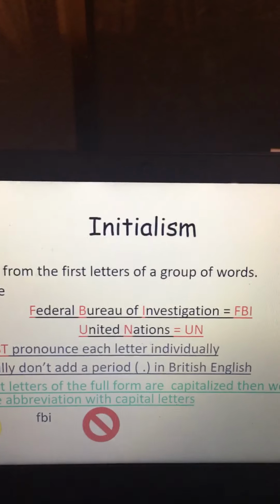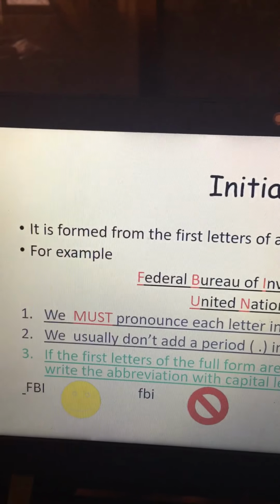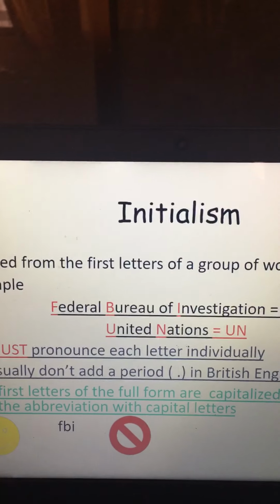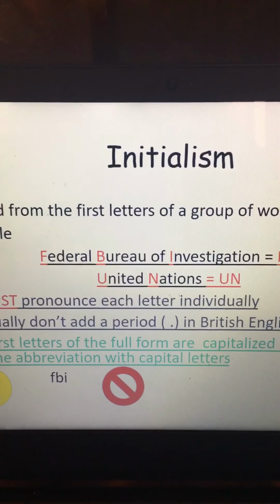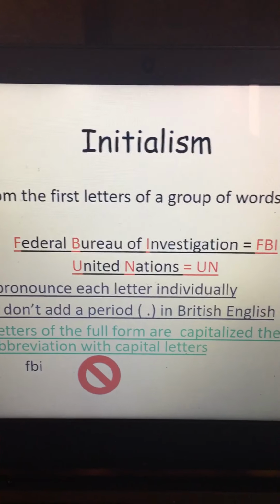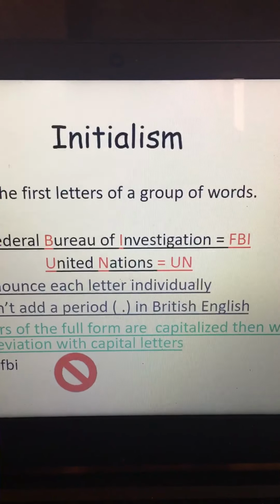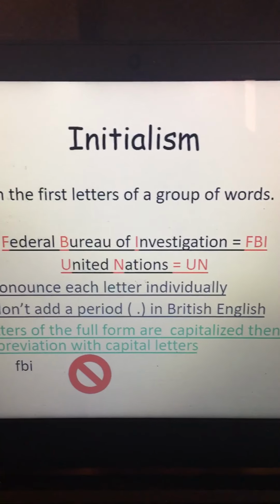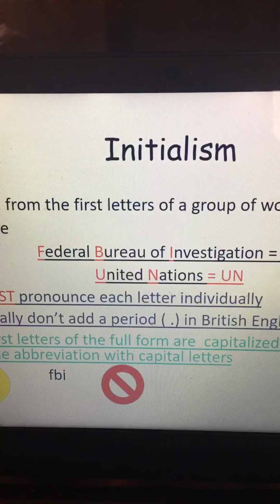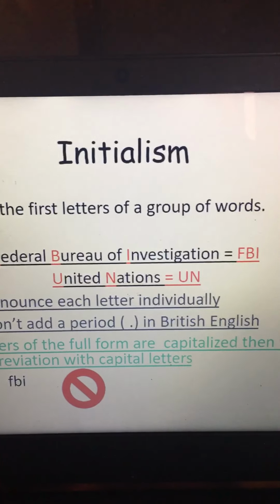First, initialism. It is formed from the first letters of a group of words. Here is a good example. Look at this phrase, Federal Bureau of Investigation. We form the initials FBI from the first letter of each word. FBI.